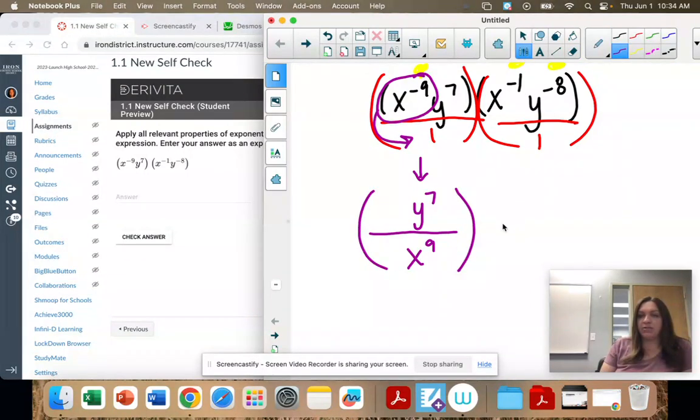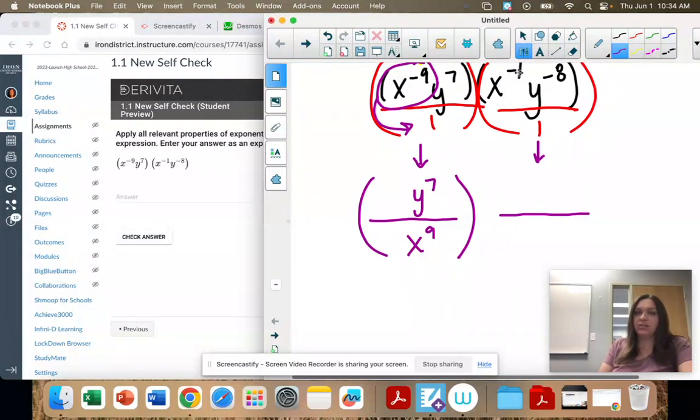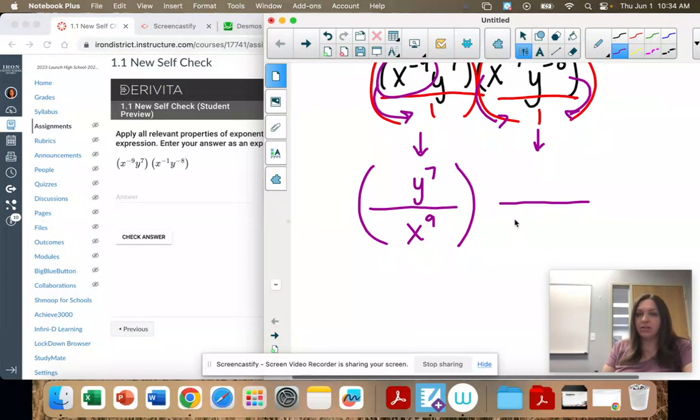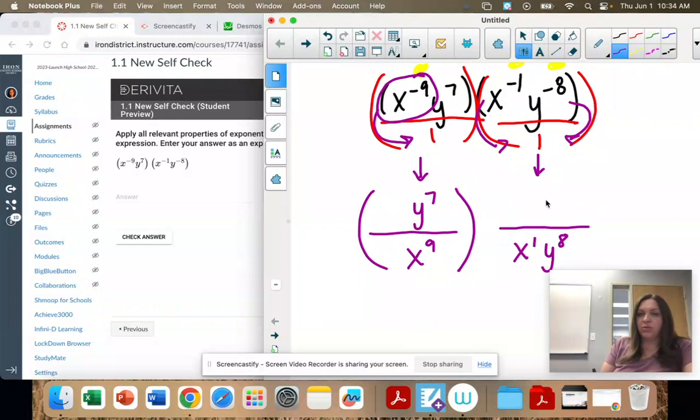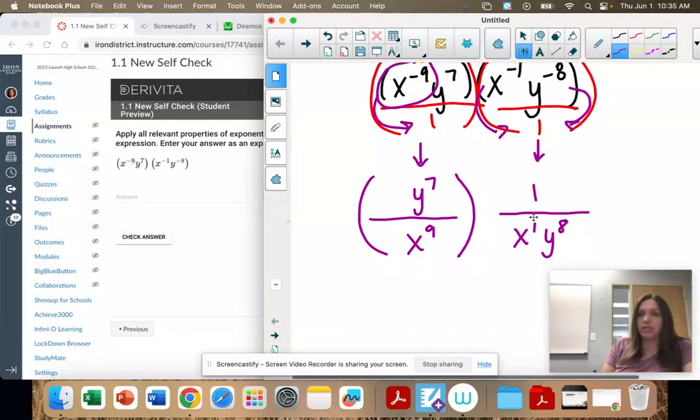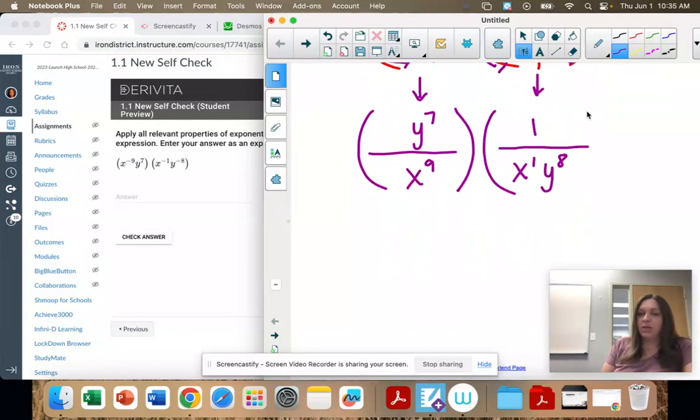And now our second fraction, when we bring these down, what are we looking at? Both of these are negative. X to the negative 1, y to the negative 8. I need to cross the line, change the sign, bring them both to the denominator with positive exponents. So the only thing that's left on the numerator is a 1. There's nothing else left. Now we can multiply, now that we're looking at all positive.